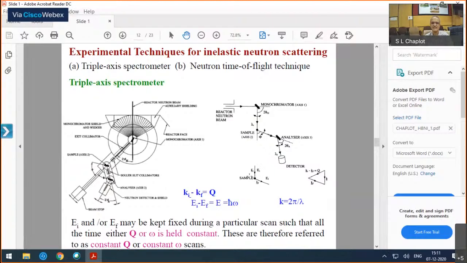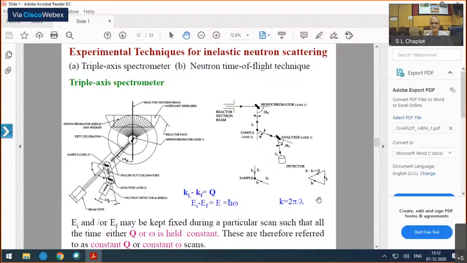Ki is the incident wave vector. Kf is the scattered wave vector from the sample. The length of the line is proportional to the magnitude of the vector. So I can draw it like this, Ki and Kf. So this is Ki and that is Kf. And Ki minus Kf is equal to Q. So Q is the wave vector transfer.